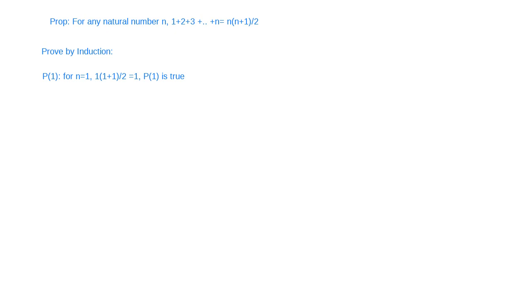So for n equals 1, we calculate this side: 1 times 1 plus 1 divided by 2 equals 1. So P of 1 is true, right? So the proposition works for 1. Now assume P of n is true.